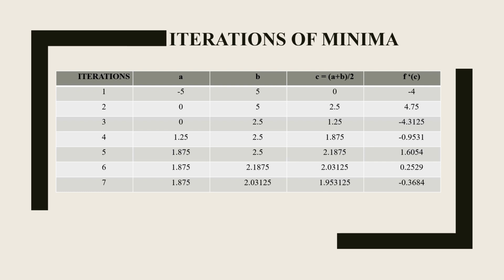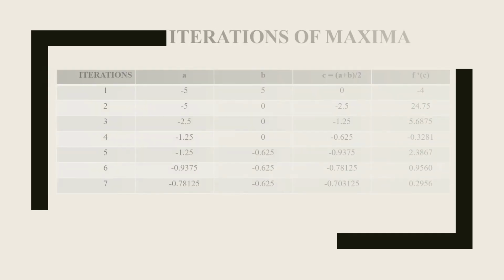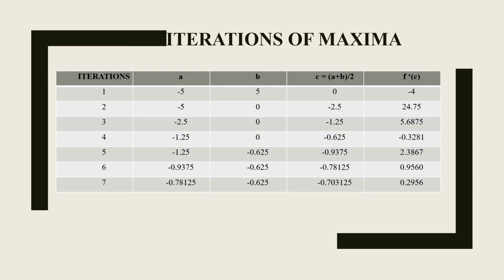Now next, let us see about iterations of maximum. This also follows the same process. Our desired interval is minus 5 comma 5, the midpoint is 0, f dash is minus 4. Now the interval will be updated to minus 5 comma 0, and the midpoint of the interval will be minus 2. This also will follow for n loops until the minima or maxima is found.